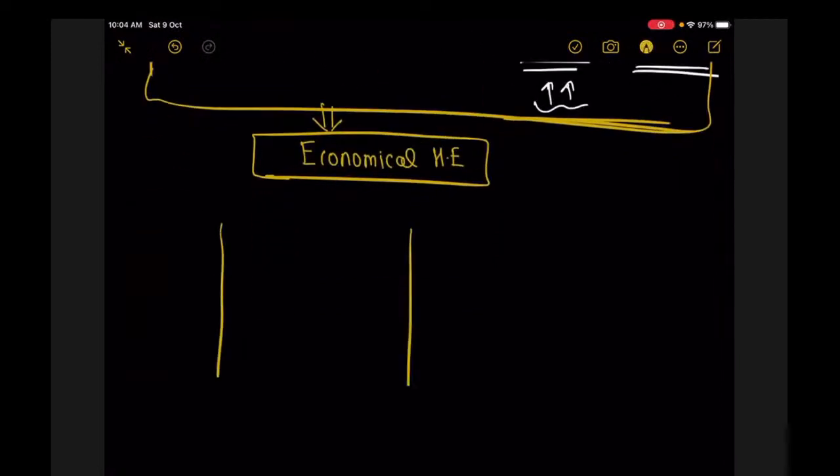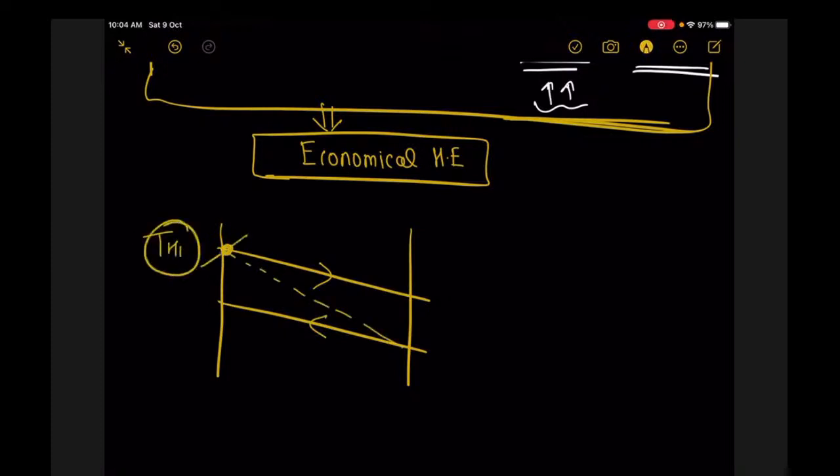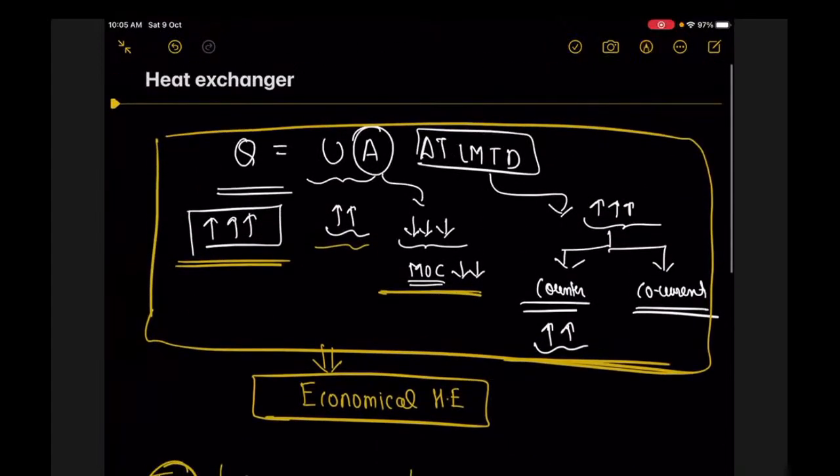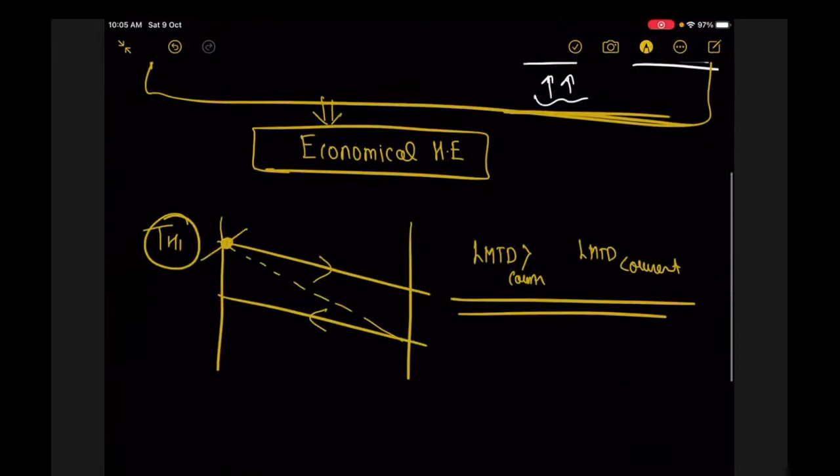So what is our task here is we have seen when we are moving towards counter current, the maximum temperature it can reach up to this. And this is the maximum temperature in the system. Okay, that's why LMTD of counter will be greater than LMTD of co-current. Okay, and this is our task. See here, LMTD we have to increase. So that is why we will go for LMTD of counter current.